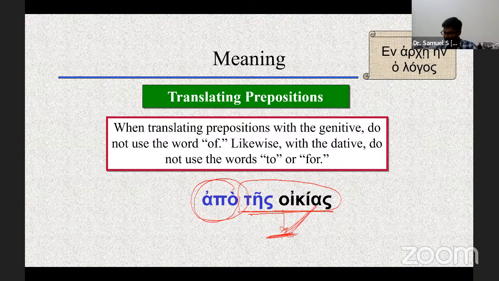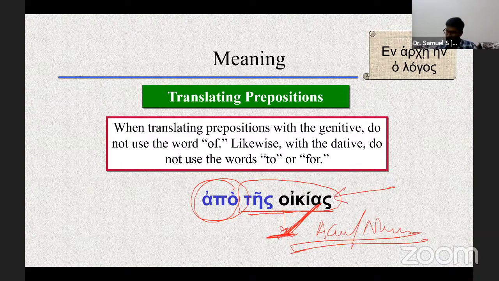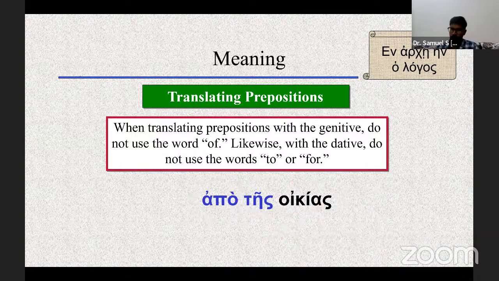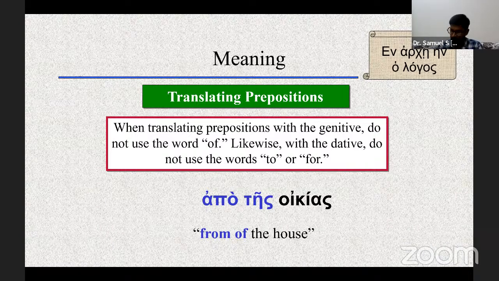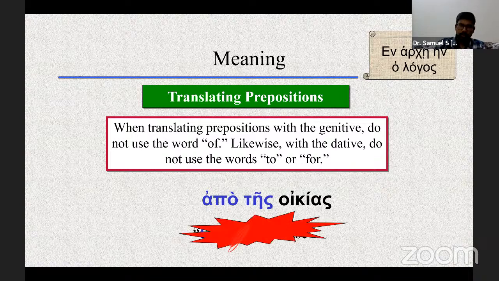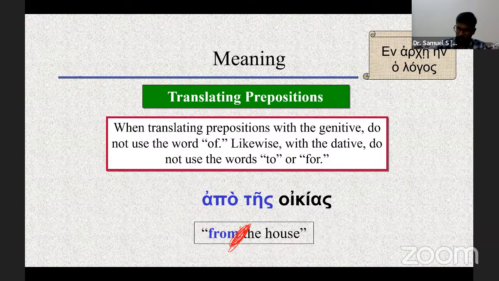of the object. Translate this noun just like the accusative case or the nominative case, without "of," "to," or "from." Use the case, just "house." Use the case of the object to know what's the meaning of the preposition. Okay? This is a very important thing. So this "from of the house" is wrong. It's just "from the house." That big sound means that it's wrong. It's just "from the house," right?